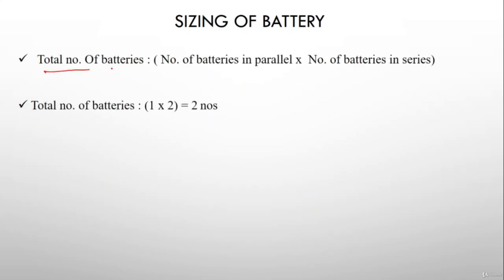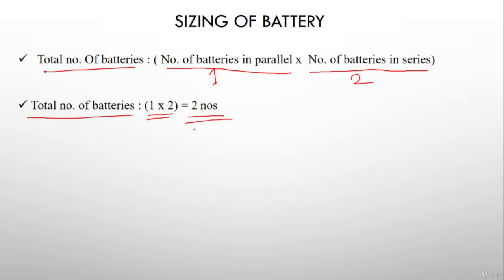Total number of batteries required is the number of batteries in parallel multiplied by the number of batteries in series combination. Parallel will have 1 and series will have 2 batteries. By this calculation, the total number of batteries required is 2. By this calculation, we can size how much ampere hour capacity will be required, and how many batteries are to be connected in series and in parallel combination. From this, we can estimate the total number of batteries required to fulfill the need of the consumer at a particular watt hour capacity.